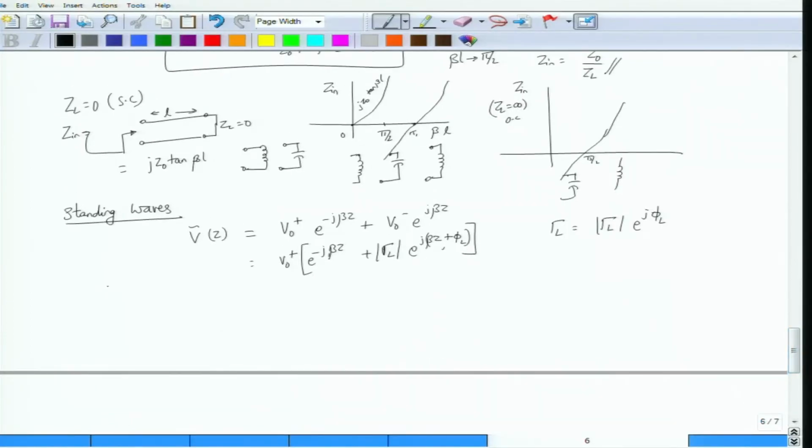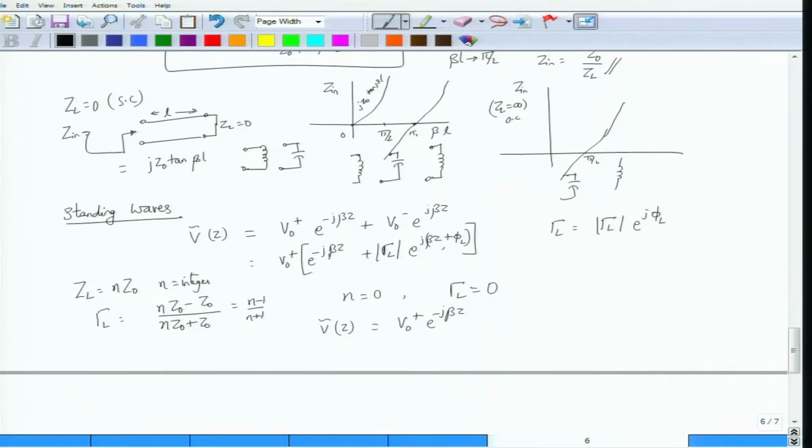Let us consider some cases when ZL is equal to n Z0, where n is an integer. In this case what would happen to Γ_L? Γ_L will be (nZ0 − Z0)/(nZ0 + Z0). This is nothing but (n − 1)/(n + 1). This would be a completely real quantity for n being an integer. Suppose n is equal to 0. In this case Γ_L is actually equal to 0, and then the voltage phasor V(z) will simply be equal to V0+ e^(-jβz), right.